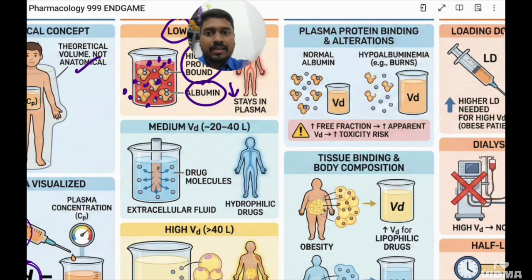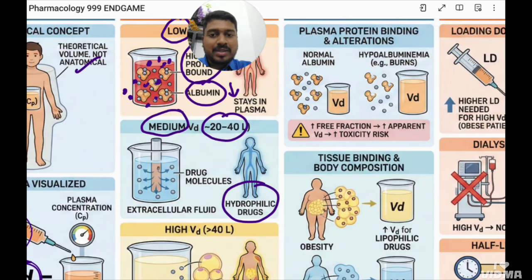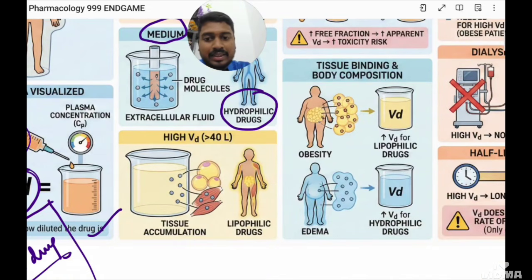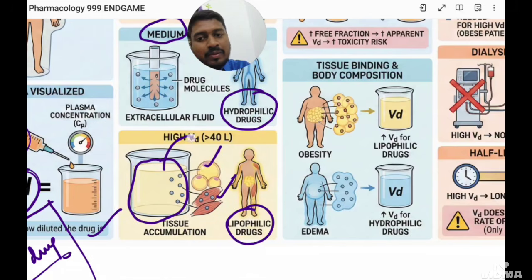Now there is a second category of drugs with medium volume of distribution, between 20 to 40 liters. These are hydrophilic drugs, which means they can go into the extracellular space, that is, from the blood vessel they can go in between the cells. So these have a slightly higher volume of distribution. And then the third category is lipophilic drugs, which have affinity towards adipose tissue and muscles. They will go out of the blood compartment, out of the extracellular fluid, into the cells, into the adipose tissue and the muscles. So this will have very high volume of distribution.